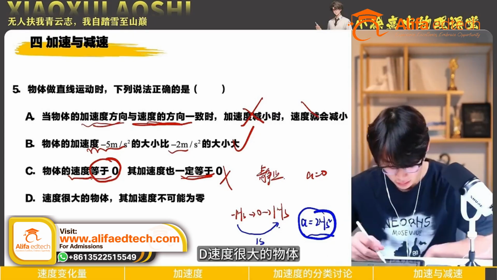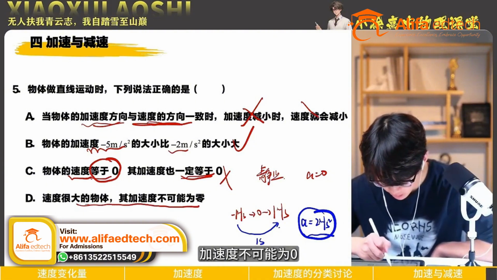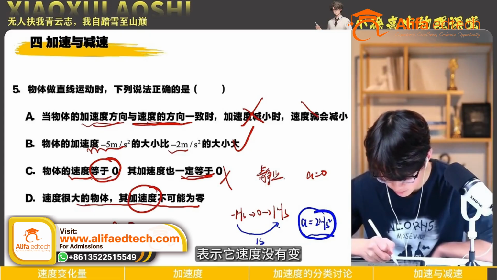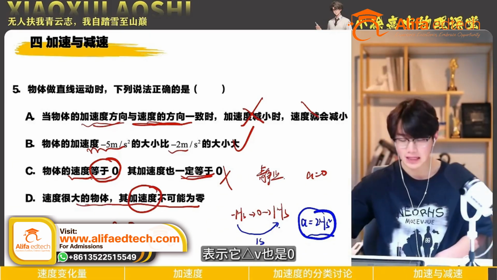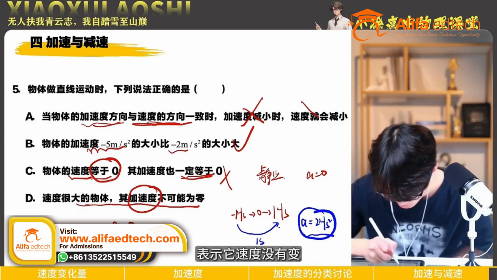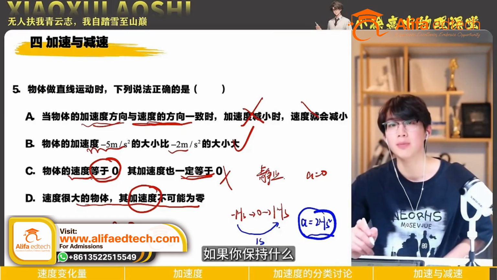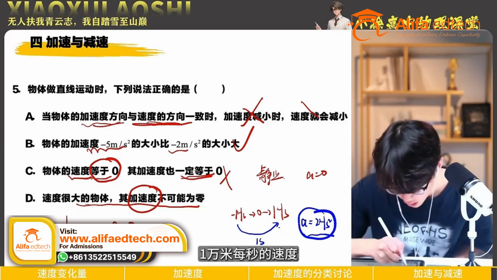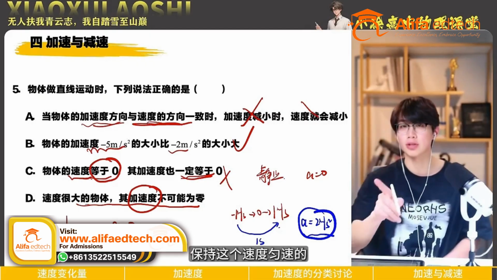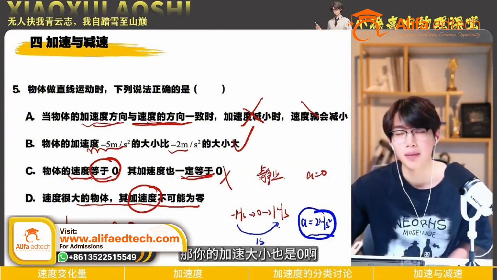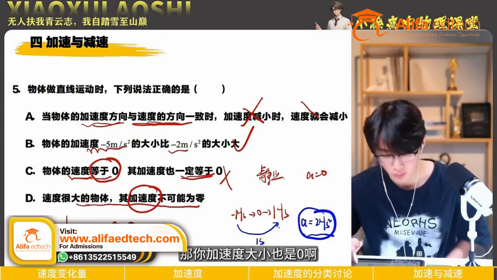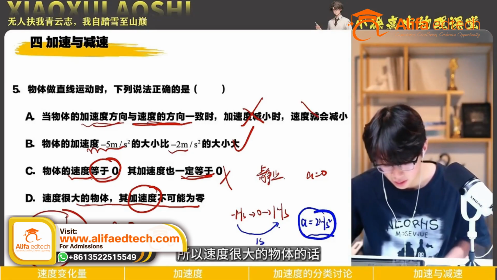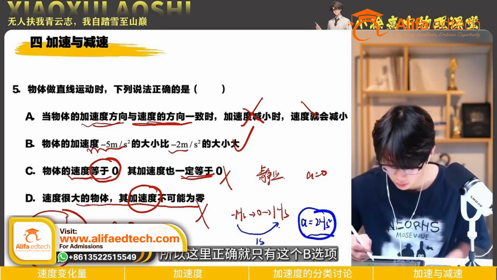D. An object with a very high velocity cannot have 0 acceleration. Actually, what does 0 acceleration mean? 0 acceleration means its velocity doesn't change. It means its delta v is also 0. Let me give an extreme example. You maintain a speed of 10,000 meters per second, at a constant velocity in a straight line. The magnitude of your acceleration is 0. Why? Because the velocity hasn't changed. For an object with very high velocity, acceleration can also be 0. So the only correct option is B.